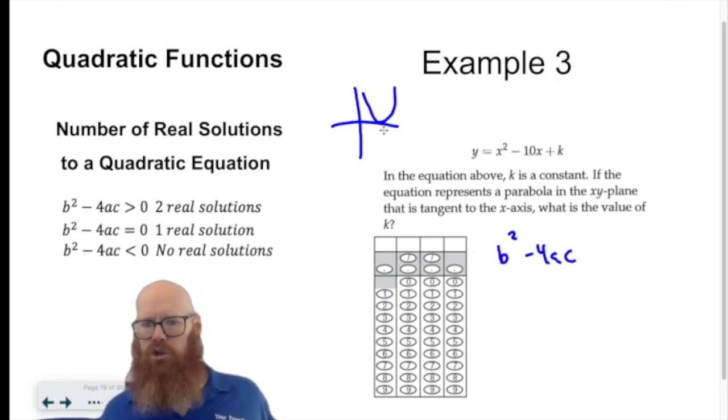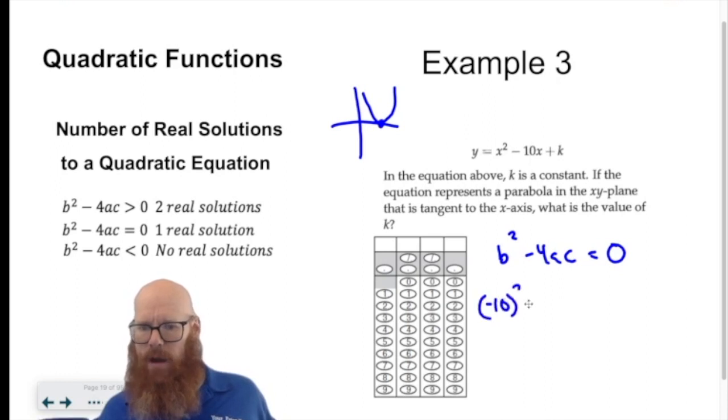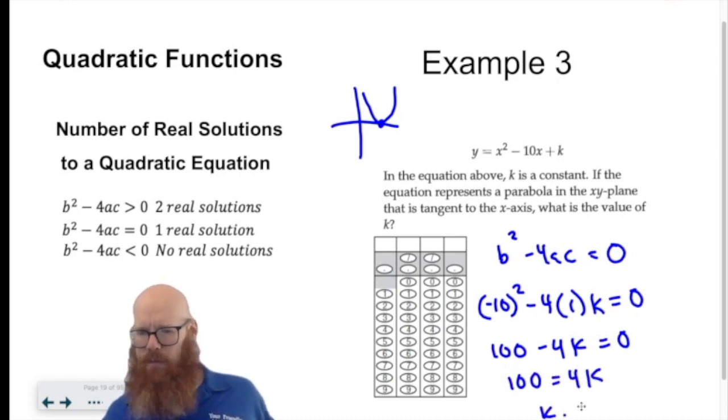The number of solutions to a quadratic is going to represent the number of x-intercepts it has. So if it's tangent, it's only going to cross the x-axis once. So b squared minus 4ac has to equal 0 based off of what I have over here. So b is -10, so I get -10 squared minus 4, a is 1 and c is k. So I get 100 minus 4k equals 0. 100 equals 4k. Divide by 4. So k would have to be 25.